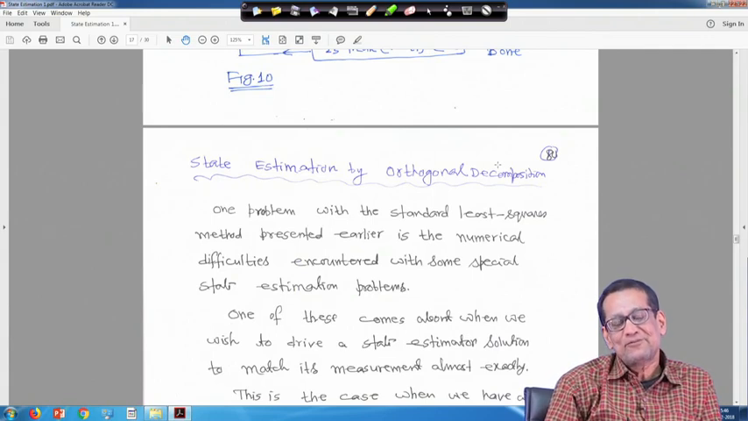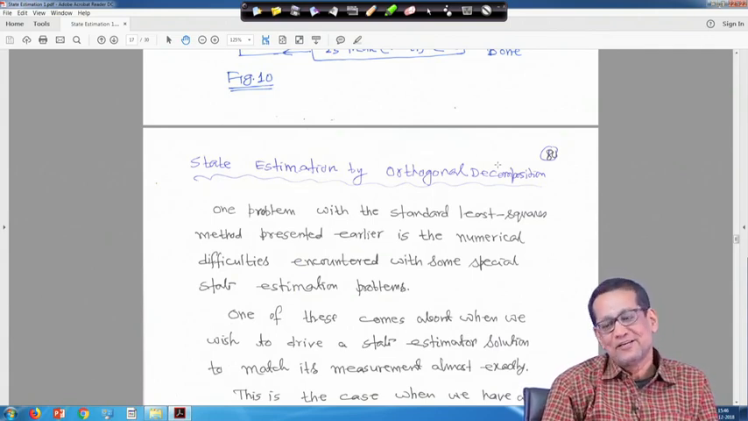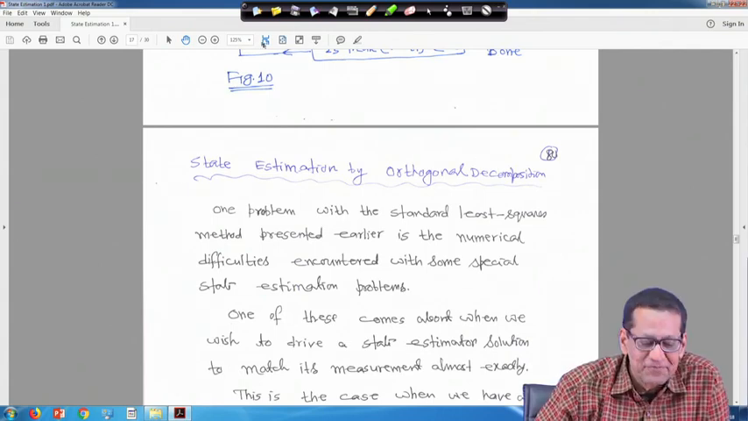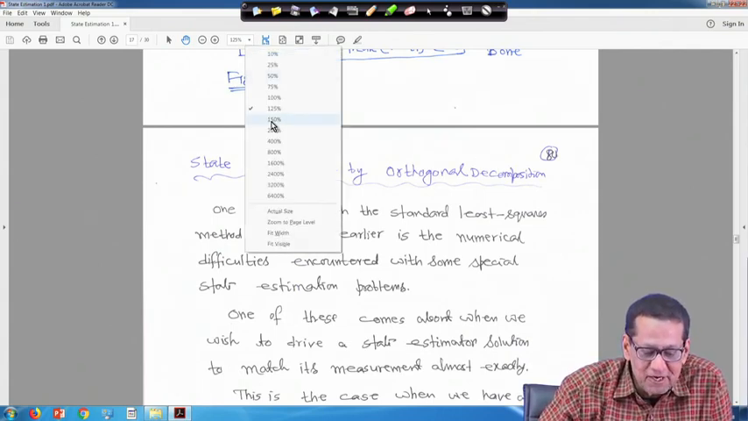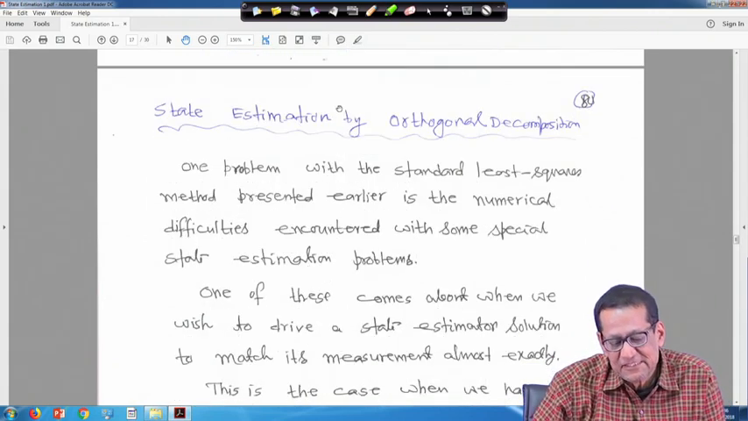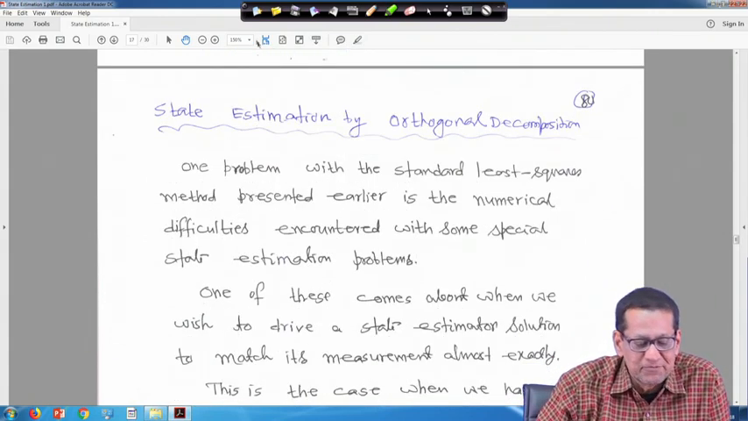So, whatever little bit you have been given from the steady state point of view and theory point of view, right. Otherwise it is not possible. So, next is state estimation by orthogonal decomposition.